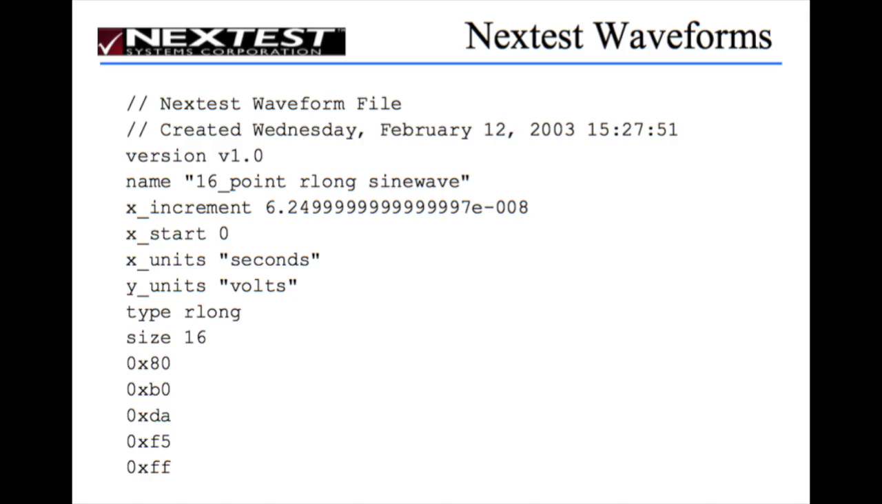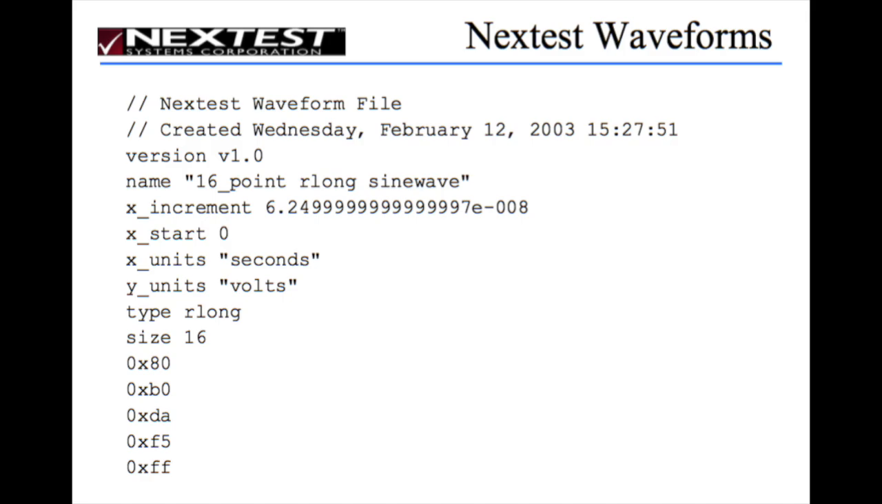Nextest wave file. Created blah blah blah. Getting closer to the end of the day. 16-point R-long sine wave, that's the name of it, but it can be anything. X increment is 1 over the sample rate. X start is 0, X units is seconds, and Y units is volts. Type R-long. Now these are all hexadecimal values, 16 samples long. Basically these are the same values that we looked at before, but they're rounded into integers.